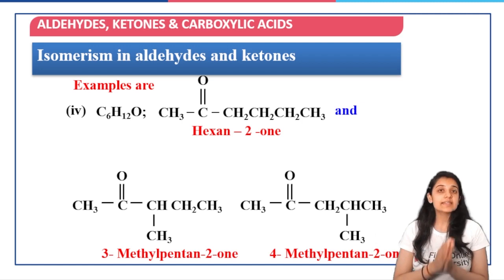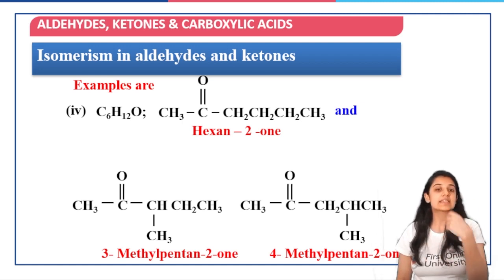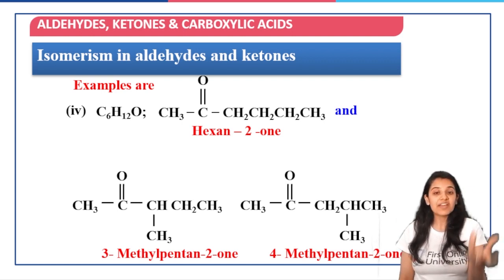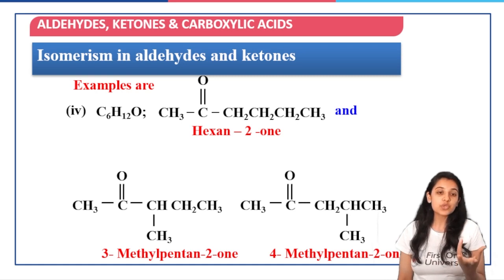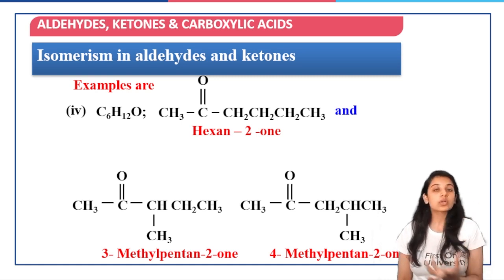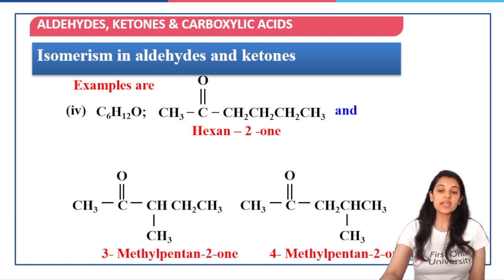Here again, since they have different chain lengths, hexane has 6 carbon atoms in the parent chain, pentane has 5 carbon atoms in the chain, but since we have different positions of the substituent methyl, we will also count all of them as chain isomers.